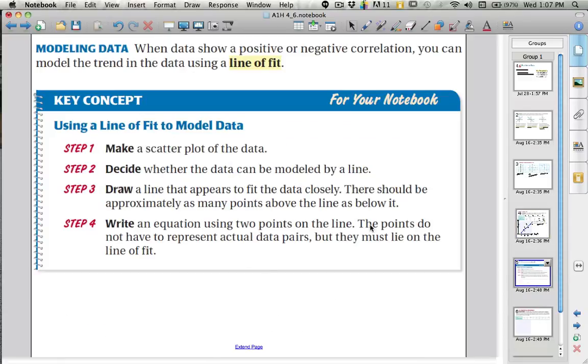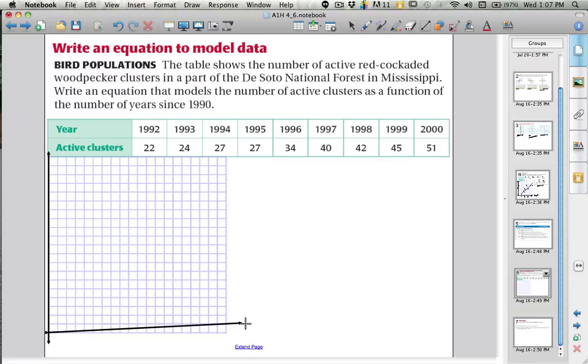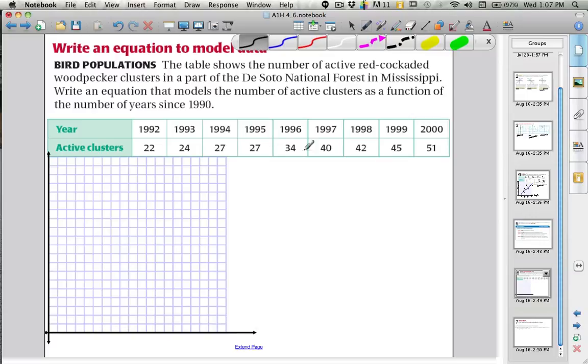Right? Write an equation using 2 points on the line. So what we want to try to do then is pick 2 points off the line. They're not necessarily the actual data pairs, but we want to pick 2 points that are on the line. So we're going to go ahead and make a scatter plot with this data, and I'm going to go a little faster than I did the last time. Okay, so again, you notice all positive numbers. I'm working in quadrant 1, so I'm just going to make quadrant 1. We're working with years, and that's years since 1990.